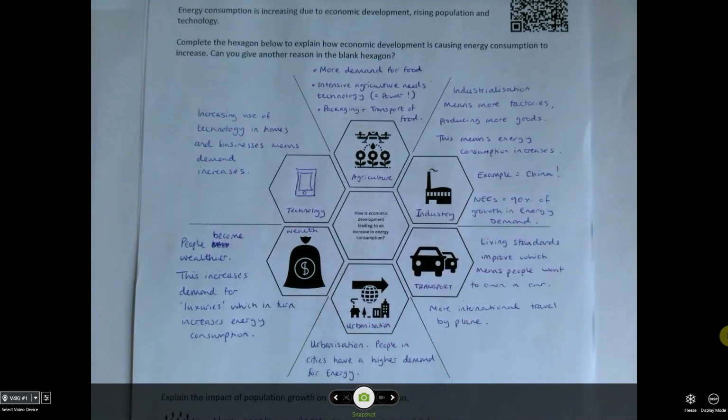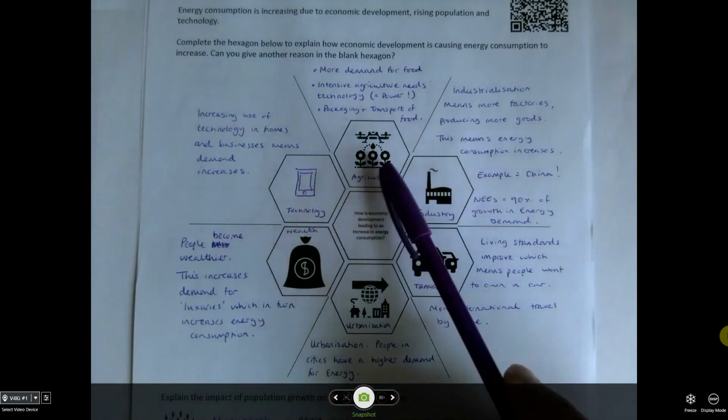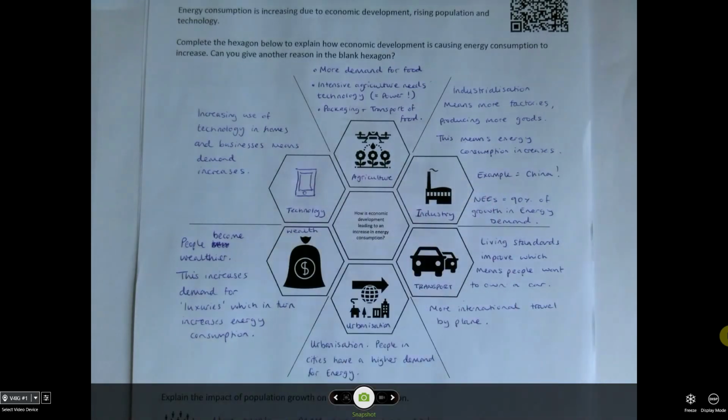Fifth thing, that's all to do with wealth. Again, there are some links that we can draw here. I've already mentioned that as people become wealthier, they want to have access to transport, they want to buy more things, they want to eat more food. Therefore, we can link quite closely to some of the other factors driving up energy consumption.